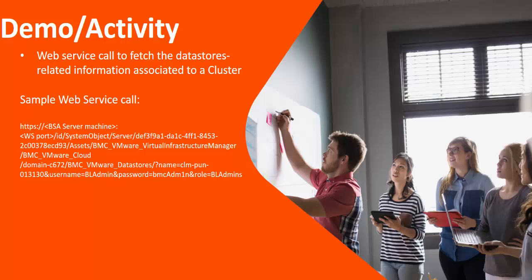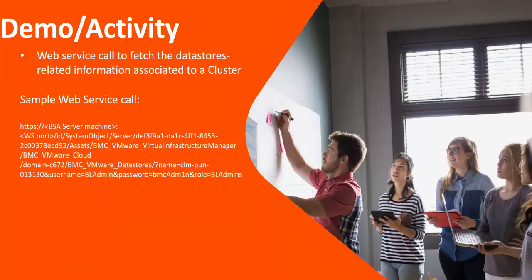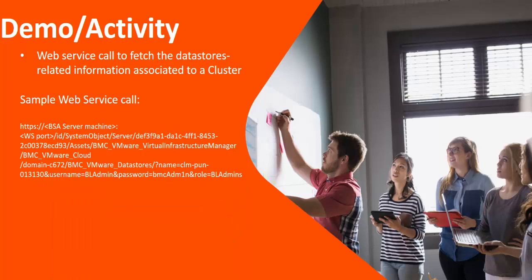So here's the protocol, BSA host name, web service port, which you can find from the provided.json file or from the infrastructure manager section of the BSA app server console. Then ID, system object server, and this is going to be the vCenter GUID. Then asset BMC_VMware_virtual_infrastructure_manager, BMC_VMware_cloud.